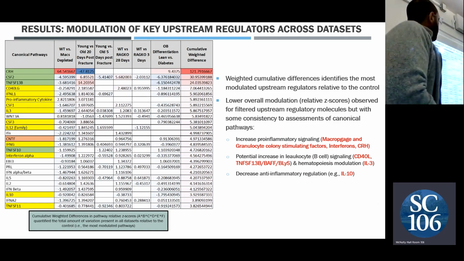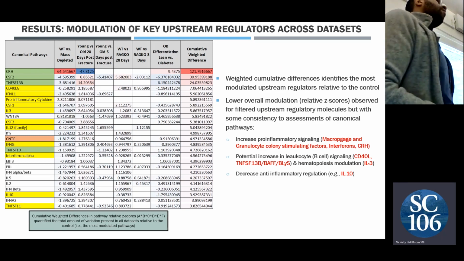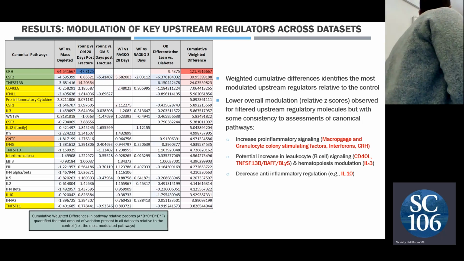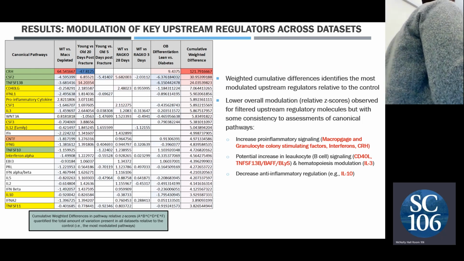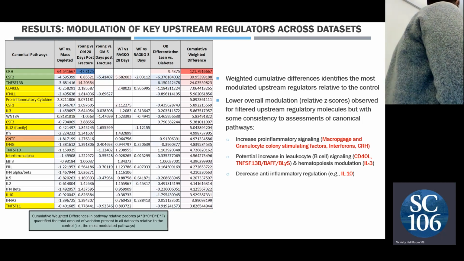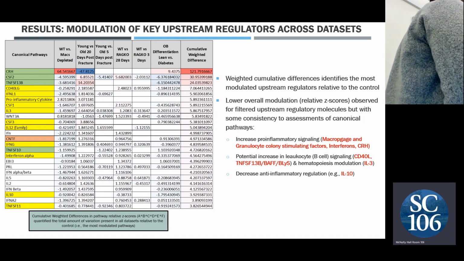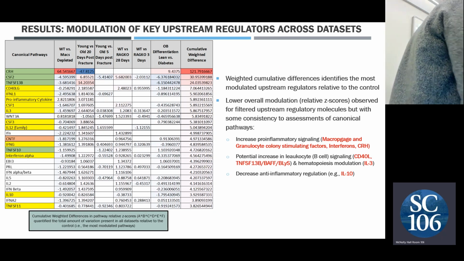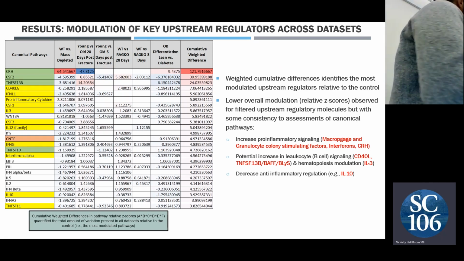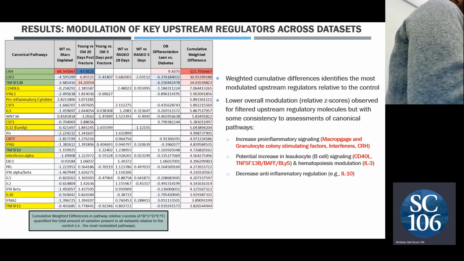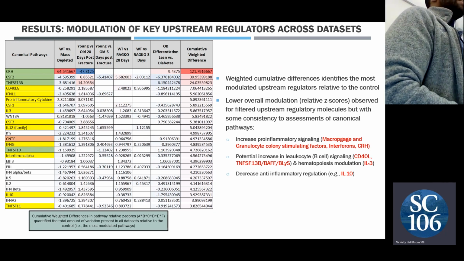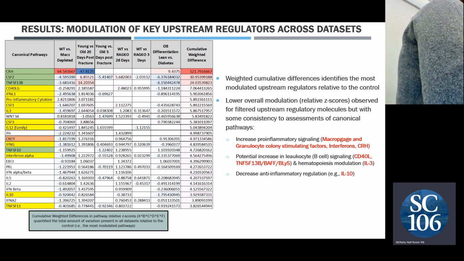Applying the same approach to the upstream regulators, where there was generally less significance or difference in the data sets across each conditional fracture group. Nonetheless, some of the same features that I described before with respect to the canonical pathways are visible in this context. So we see an increase in pro-inflammatory signals, namely driven by macrophage and granulocyte colony-stimulating factors, the activation of interferons, as well as corticotropin-releasing hormone, which when secreted by T cells is potently inflammatory.